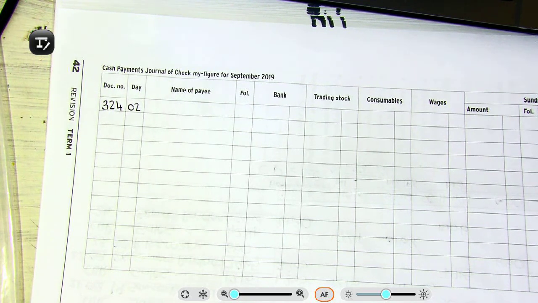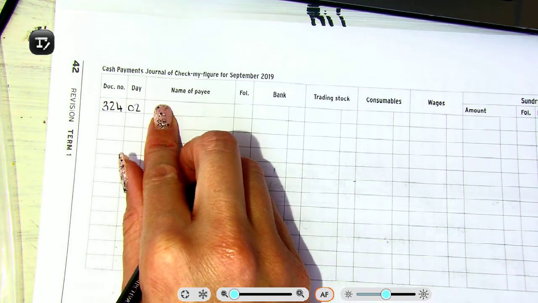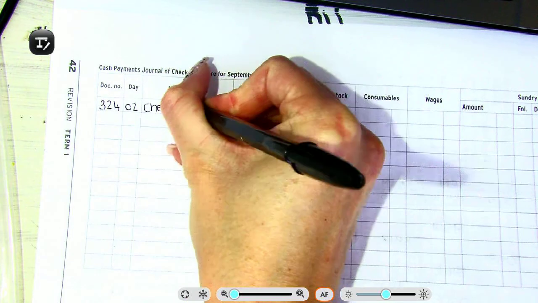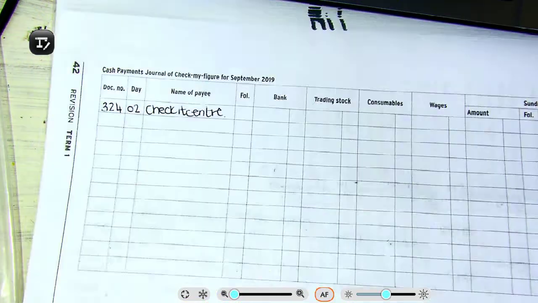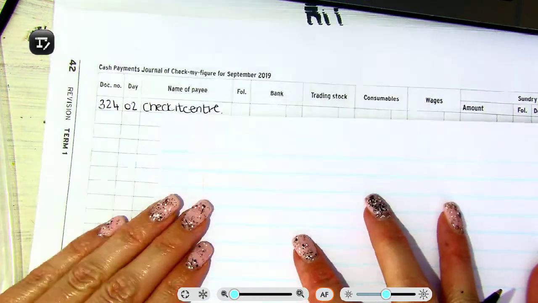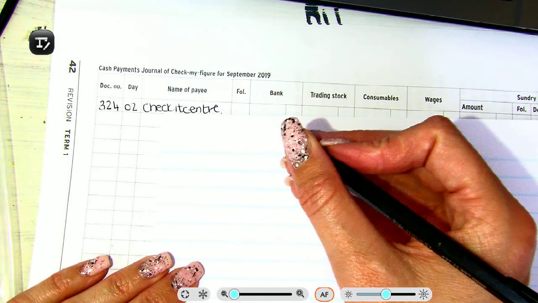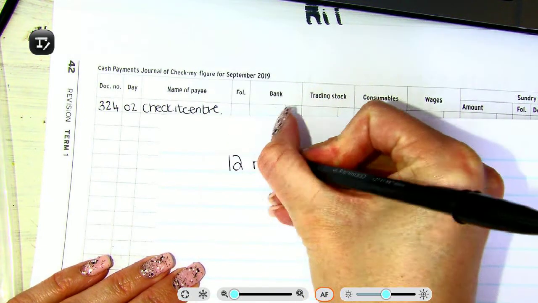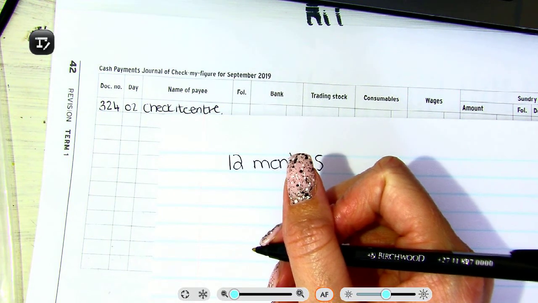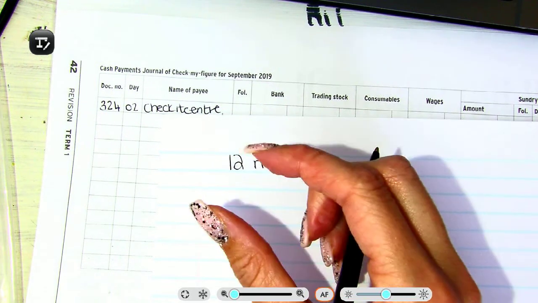Okay, so we're going to have to do a little bit of a calculation here. But first I'm going to enter who it is that we are paying. And we are paying Check-It Centre. Right, so I'm just going to work it out for you. So we all know annual means yearly, so in other words 12 months. Okay, so from January to September, which is 9 months, it was a certain amount and then it increased.